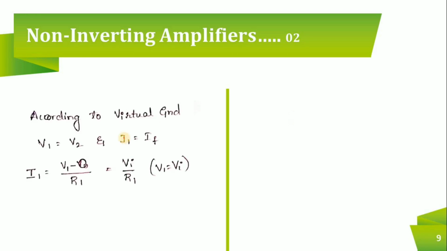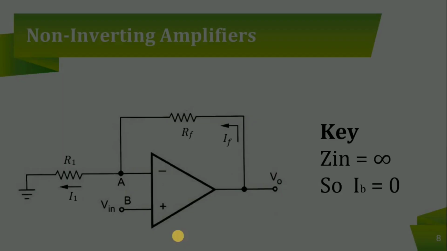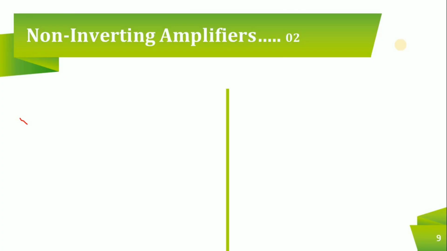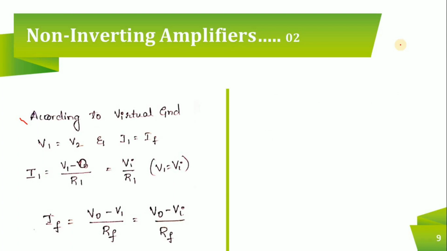Next, coming to the derivation part, according to virtual ground, the value of V1 is equal to V2 and I1 is equal to IF. So I1 is equal to V1 minus 0 divided by R1, which is Vi divided by R1, and IF is equal to V0 minus Vi divided by RF. So if you can see this, I have derived the same expressions here, right? Next, we know that the current I1 is equal to IF, so I can equate these two expressions.